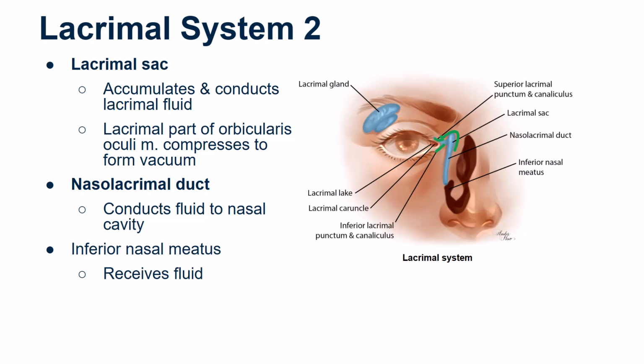The lacrimal sac sits within the nasolacrimal fossa of the ethmoid and lacrimal bones, and when it is compressed by the lacrimal part of orbicularis oculi, that creates a vacuum, and when that part relaxes, the vacuum draws tears into the lacrimal sac, and then they are conducted down the nasolacrimal duct into the inferior nasal meatus of the nasal cavity. So your tears ultimately are draining into your nasal cavity.